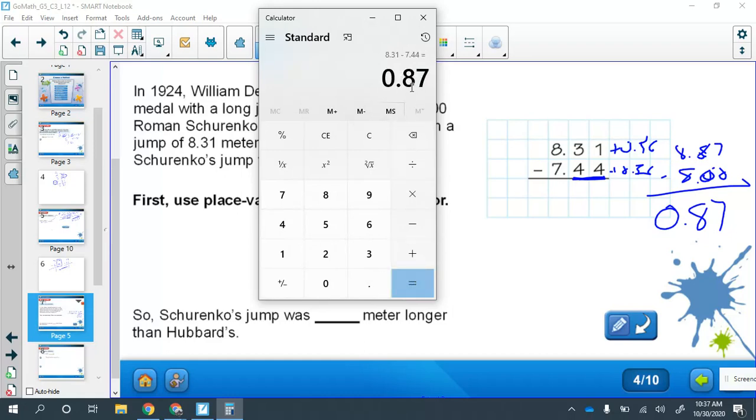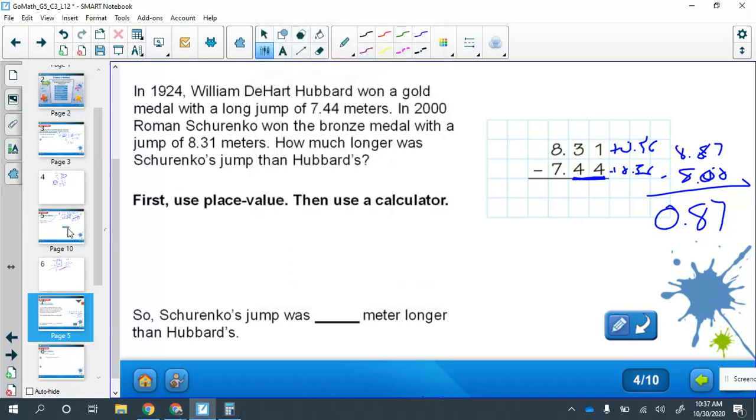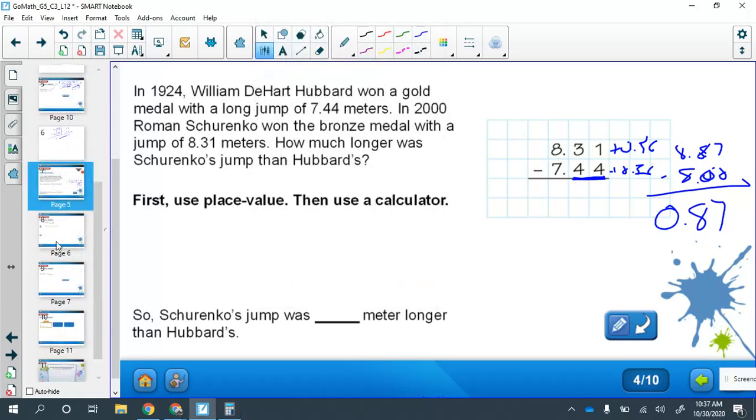So I'm not necessarily encouraging you to use your calculator to do your homework. I am encouraging you to use it occasionally to check your work, and also make sure that you have good practice so that you know how to use the decimal point in your work with a calculator. All right, let's move on with our lesson.